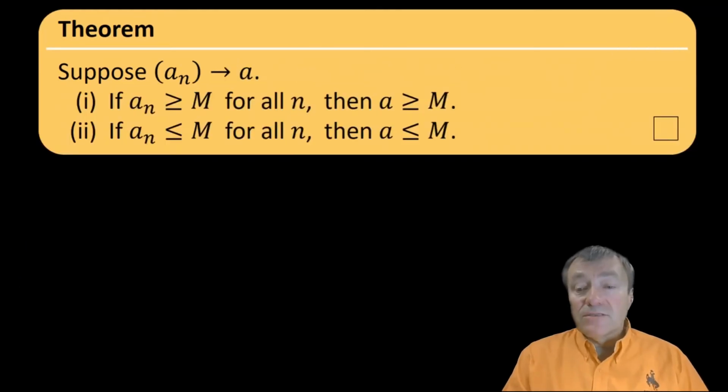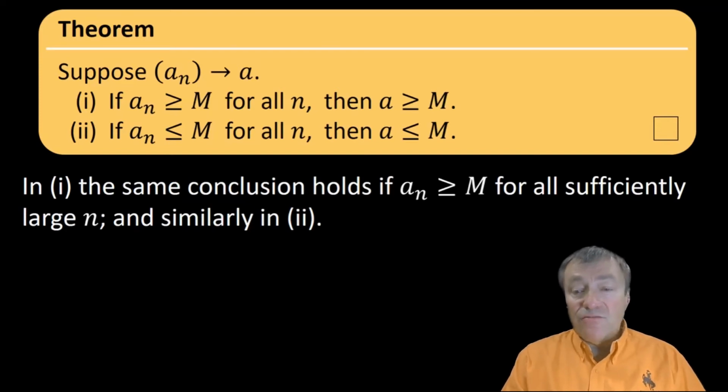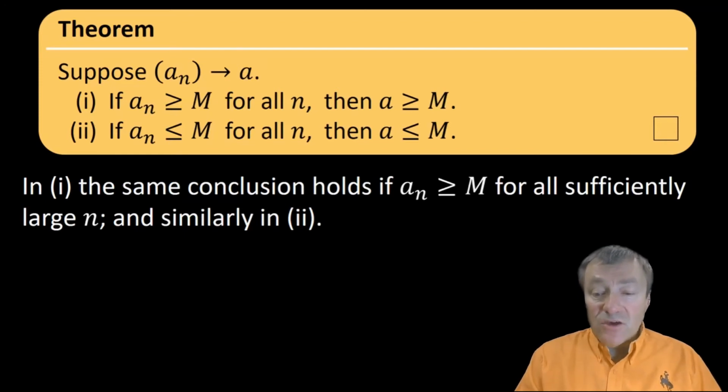Let's add a second part to this theorem, which works just like the first part. If a convergent sequence is bounded above by m, then the limit is also less than or equal to m. And for reasons we explained before, the first few terms of the sequence don't affect the limit, so we could weaken the hypotheses slightly and get the same conclusion. We don't really need the bound to hold for all terms of the sequence, just as long as the bound holds beyond some point in the sequence.